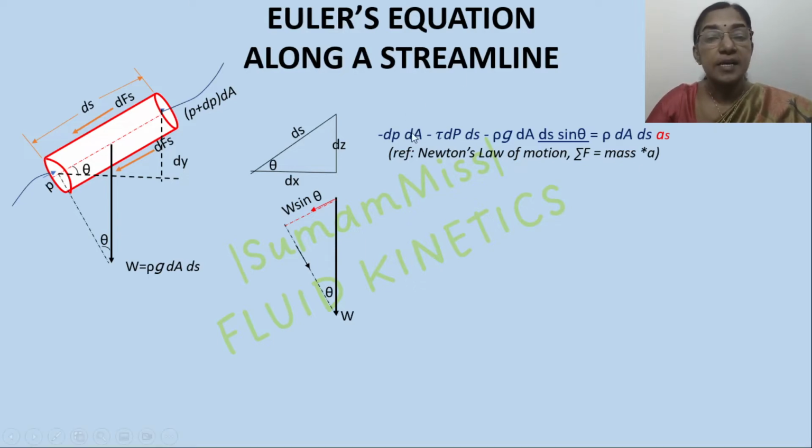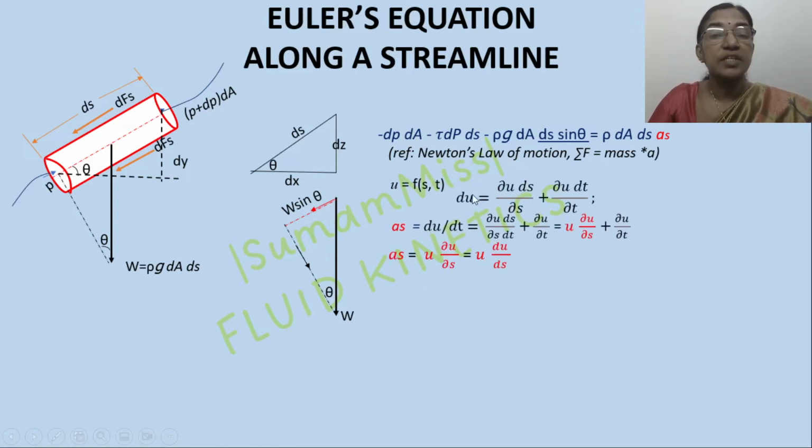If you consider the velocity of the fluid particle, it is a function of space and time. So the change of velocity is equal to the total change of velocity with respect to space and time. In that case, acceleration is a summation of convective and local acceleration. Since the flow is steady, the local acceleration is equal to 0. So as is equal to u into dou u by dou s, that is, as is equal to the convective acceleration. Since it is a function of space only, this partial derivative can be replaced by a total derivative, that is, as equal to u into du by ds.